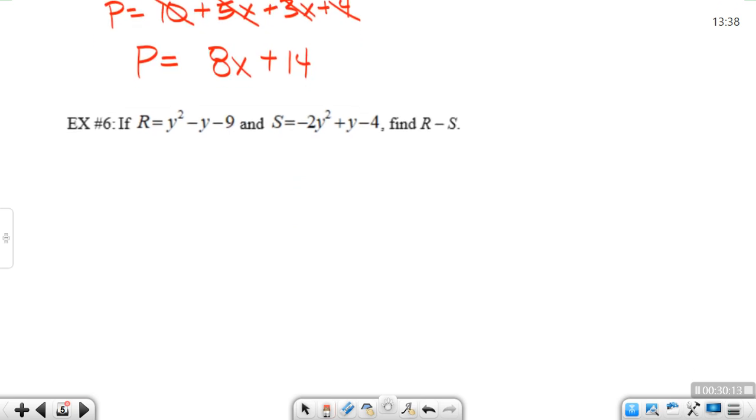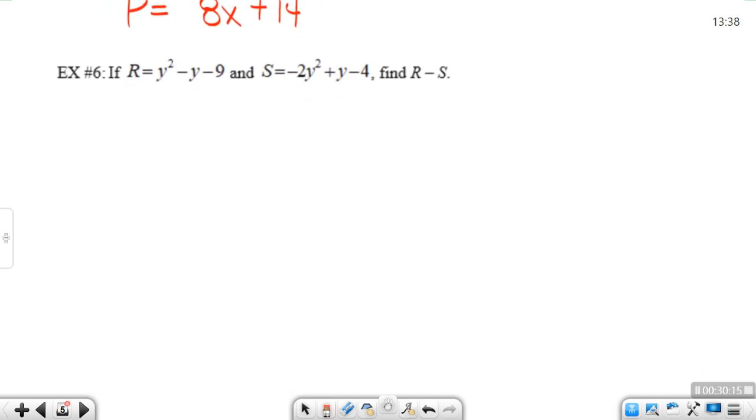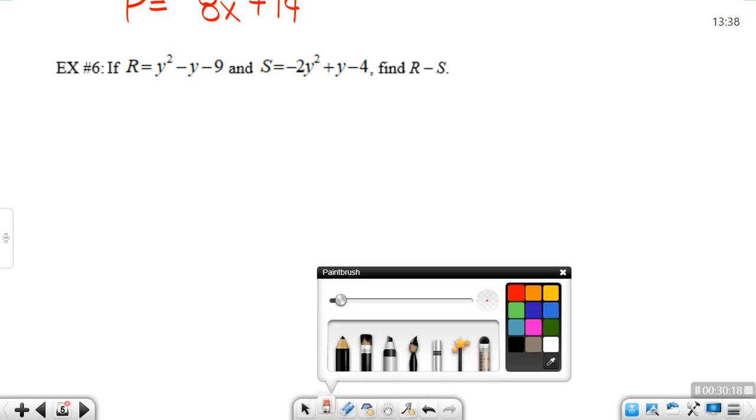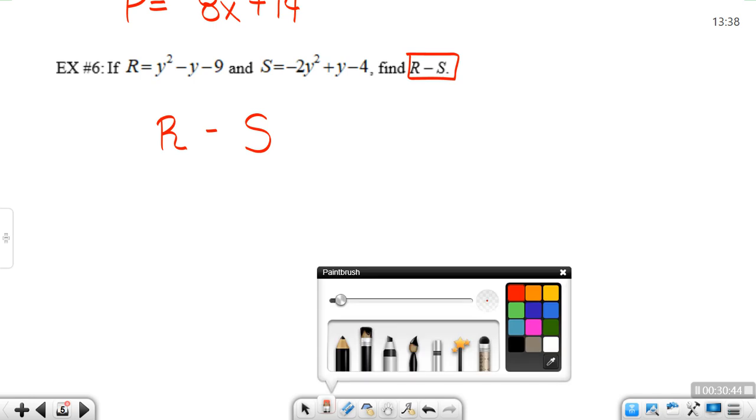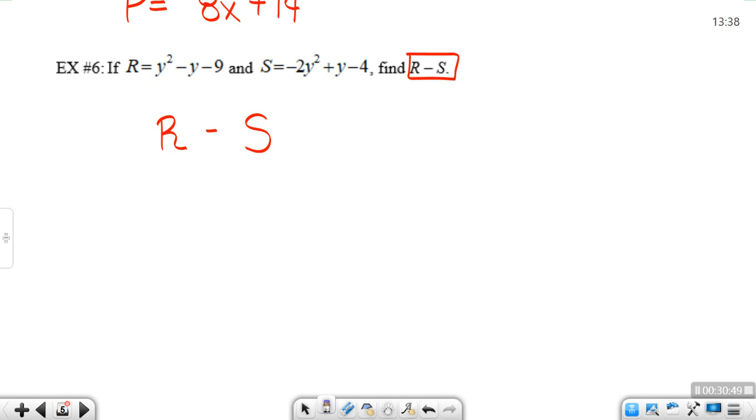So let's move on to example 6 here. So example 6, the Regents has actually presented questions almost identical to example number 6. So it says if r equals y squared minus y minus 9 and s equals negative 2y squared plus y minus 4, find r minus s. So they want us to figure out what r minus s is. So believe it or not, guys, we're actually going to dip into chapter 5, which is the chapter we just did on systems of equations, and we're going to do a little bit of substitution method here.